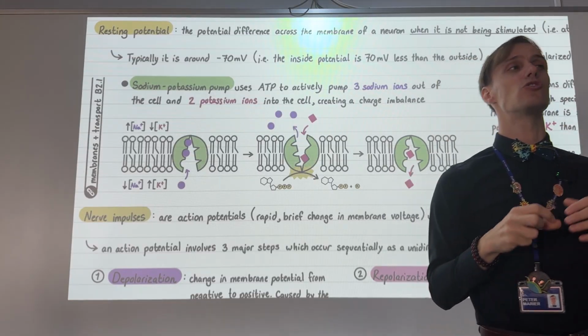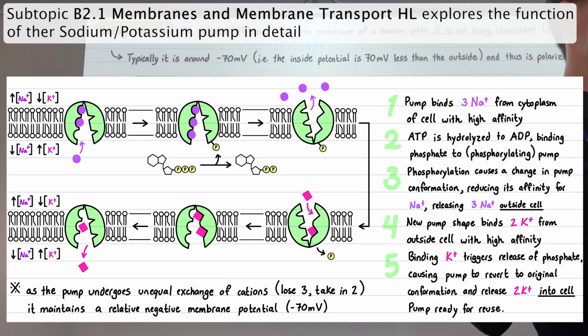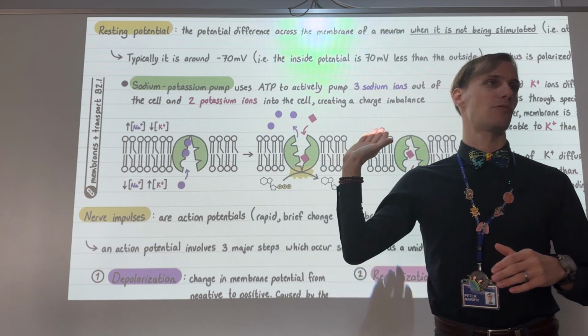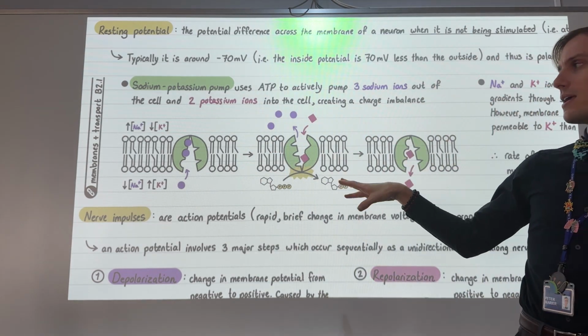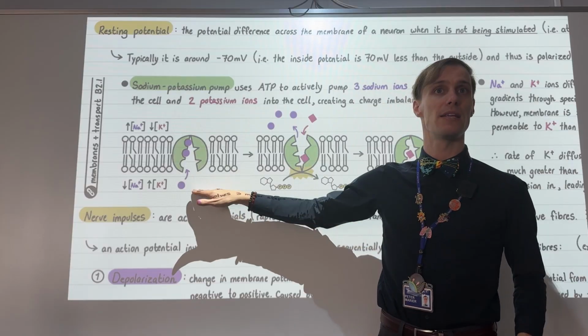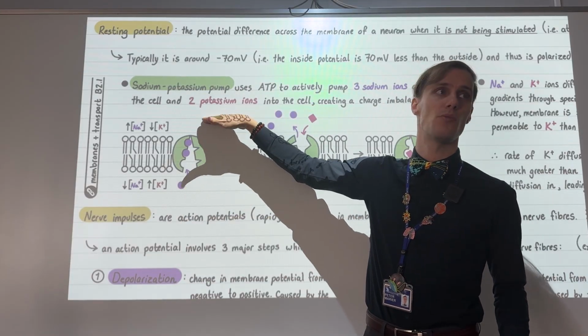I'm not going to go into super detail of this mechanism because that is an HL learning outcome. And if you are curious as SL students and you want to know more, then in subtopic B2.1, we go into that in detail in HL. But this is the too long didn't read version here, okay? And that is, I've represented the pump in green. This represents the inside of the neuron. This represents the outside of the neuron.